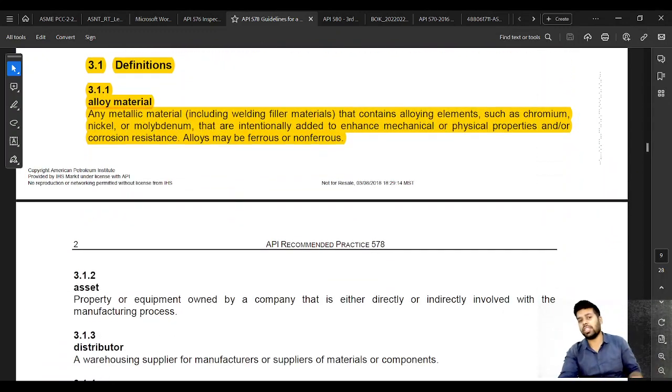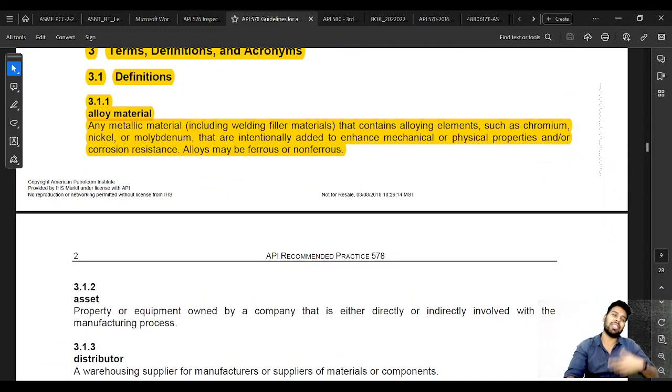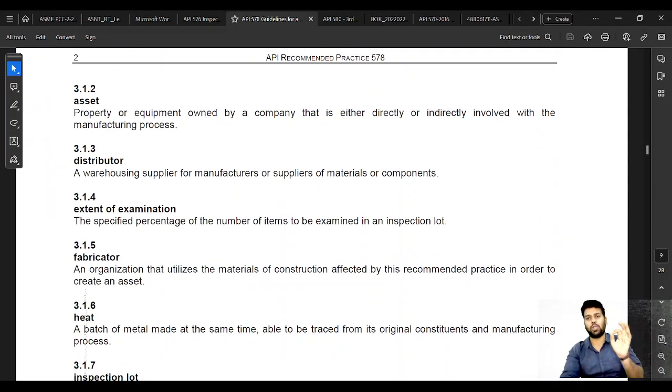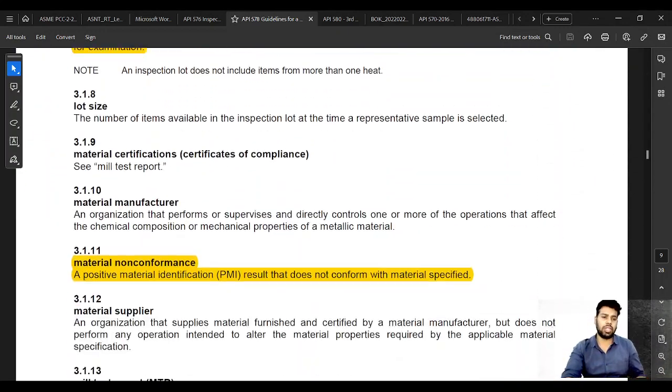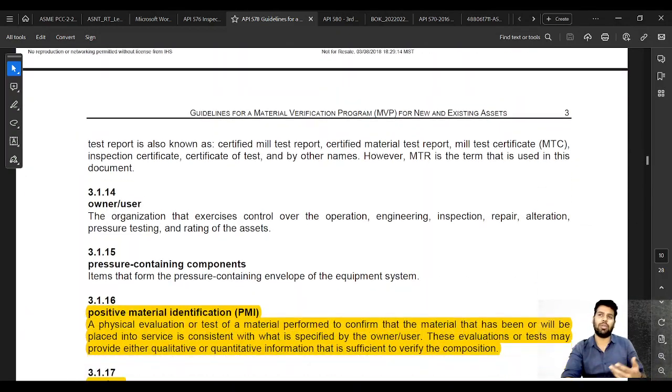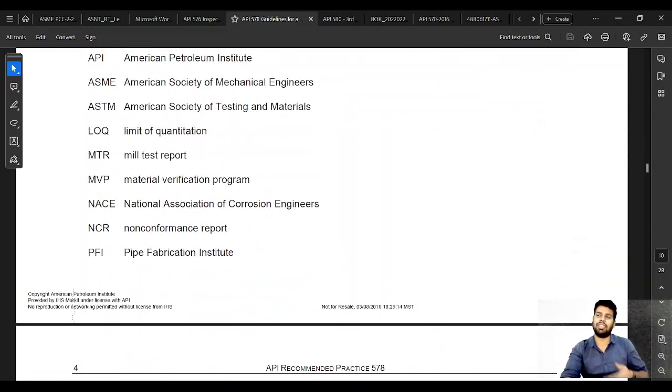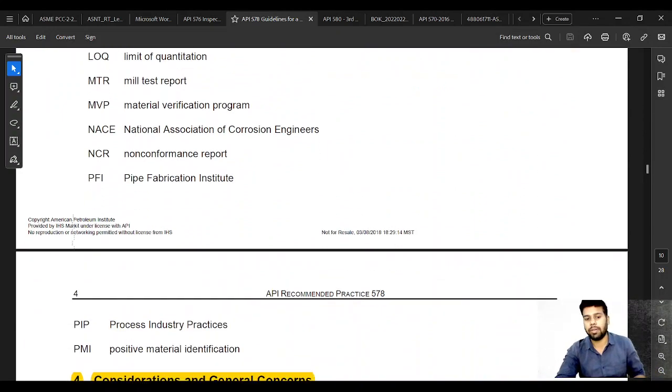Next is terms and definitions. Again, just read it once, it's self-explanatory. Most of the things you would already know here, but at least one read is good. Sometimes you need to understand some definitions. Most of the things you'll understand, some things you'll not understand, you just remember them.